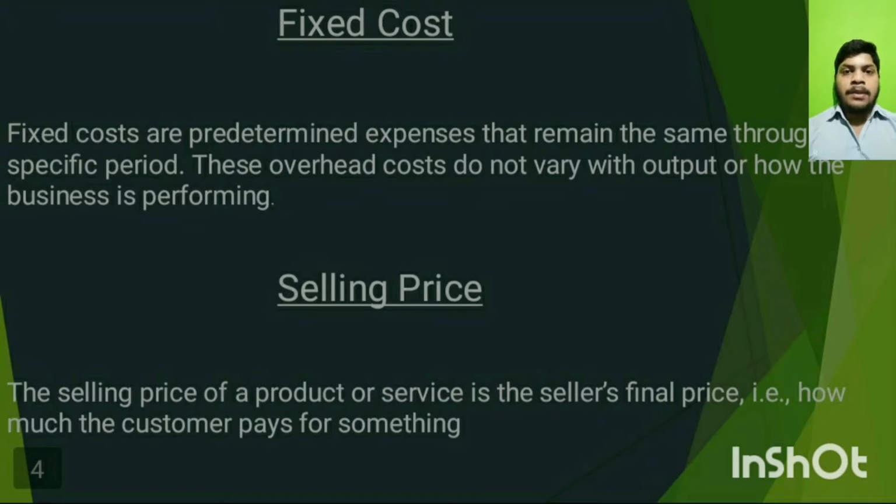Selling price. The selling price of a product or service is the seller's final price. Example, how much the seller pays for something. And the selling price is the amount a buyer pays for a product or service. The price can vary depending on how much buyers are willing to pay, how much the seller is willing to accept, and how competitive the price is in comparison to other businesses in the market.